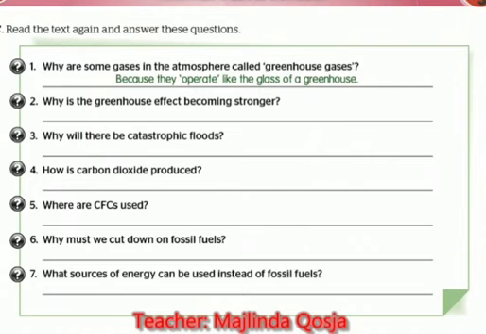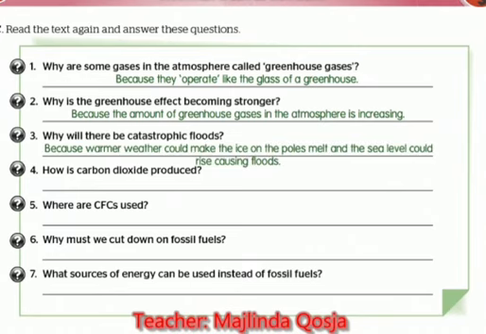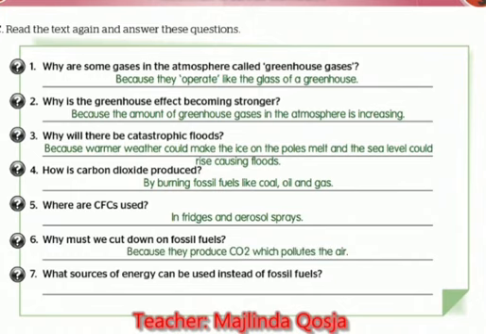Because they operate like the glass of a greenhouse. Because the amount of greenhouse gases in the atmosphere is increasing. Because warmer weather could make the ice at the poles melt and the sea level could rise, causing floods. By burning fossil fuels like coal, oil, and gas. These are some answers. Whereas CFCs are used in fridges and aerosol sprays because they produce CO2, which pollutes the air. You can compare your answers.